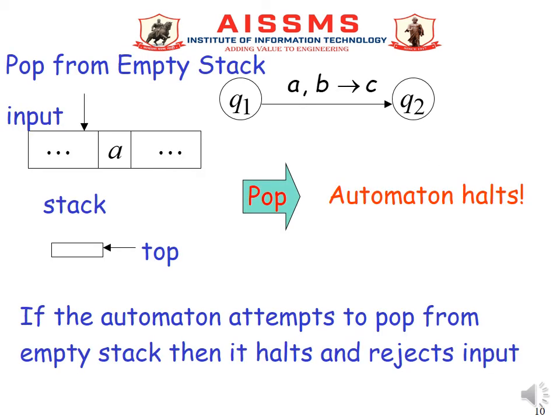And now suppose that, by giving some operation, we are trying to pop from the empty stack. In that case, our automata will halt and it will reject the string, because the stack is empty and the top pointer is pointing to the empty stack condition. In such a case, the automata stops and rejects the input. So, these were the various operations related to the push down automata stack.